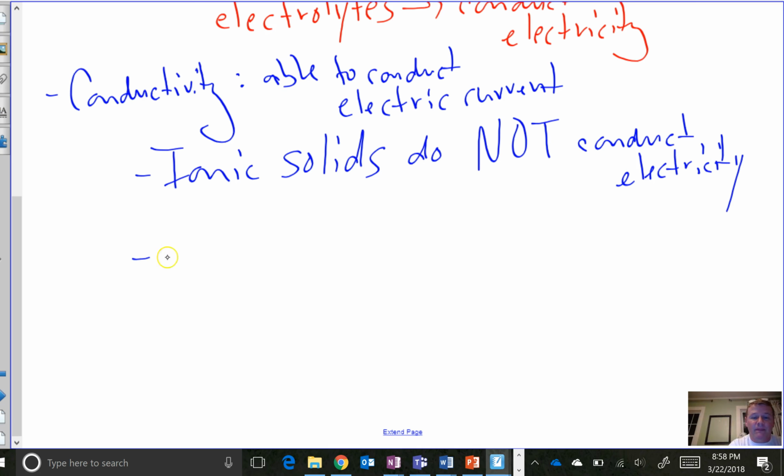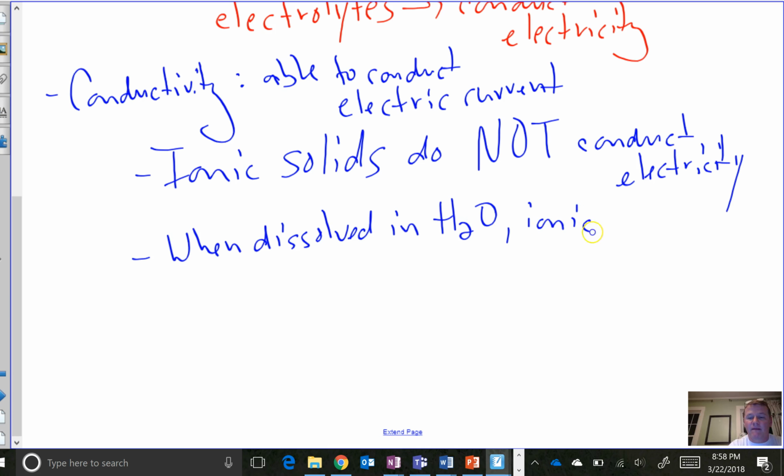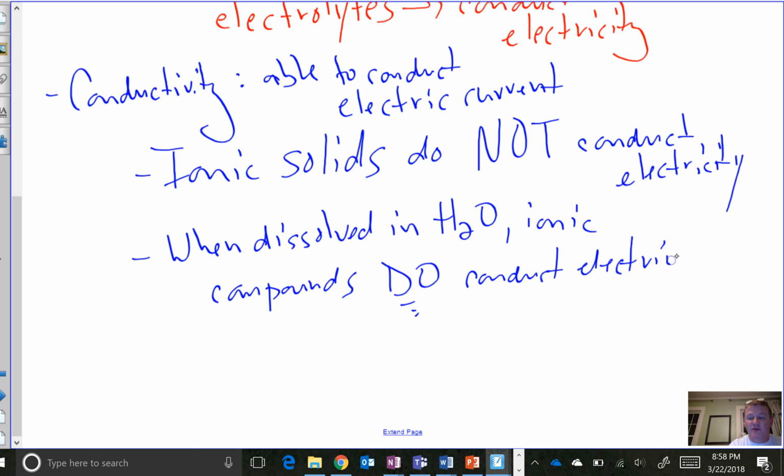But when dissolved in water, ionic compounds do conduct electricity. And why? Because you've got those ions in there that have dissociated and they're allowing an electric current to flow through them. Okay.